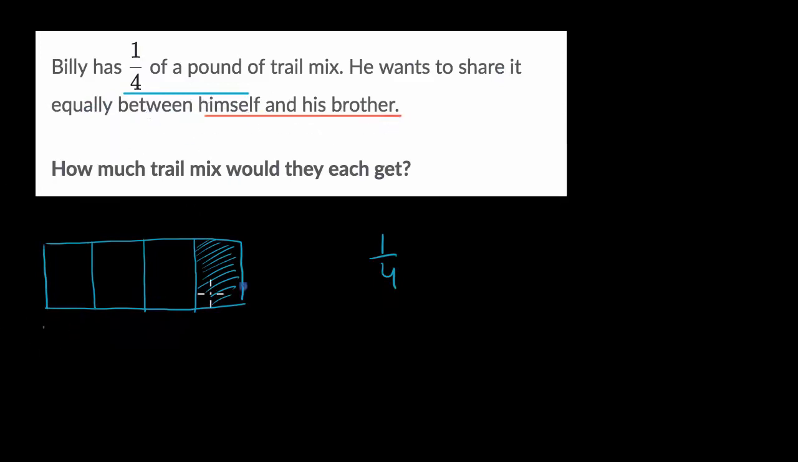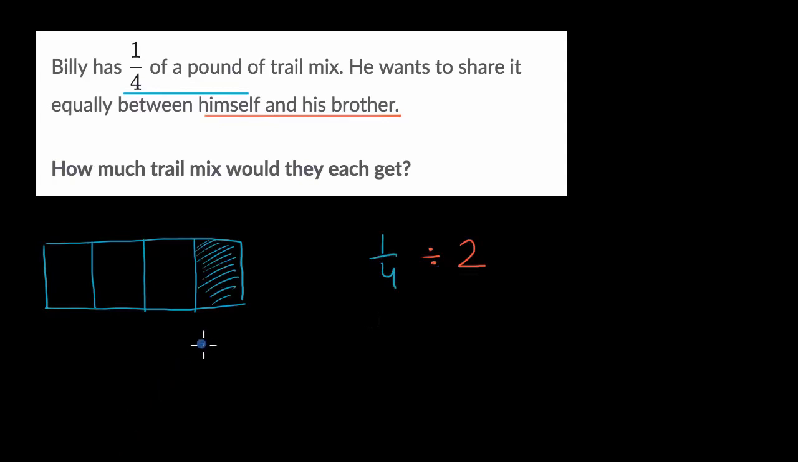So what we want to do is essentially say, let's start with our total amount of trail mix, and then we're going to divide it into 2 equal shares. So when they ask us how much trail mix would they each get, we're really trying to figure out what is this 1/4 divided by 2. So what would that be?